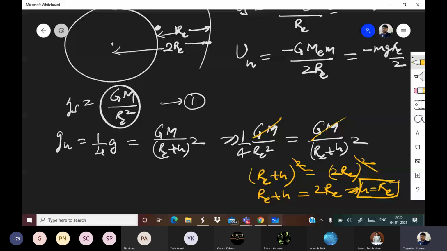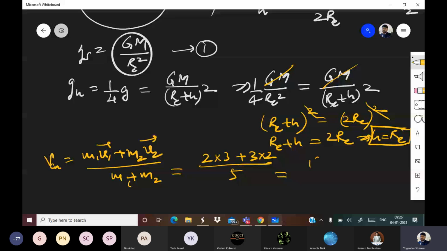This is the question. They both are moving along the x-axis. So that means 2 into 3 plus 3 into 2 upon the total mass, m1 plus m2, which is 5. So that becomes 6 plus 6, 12 upon 5, and this is 2.4 meters per second. That is the answer. If they had been moving in opposite directions, then Vcm would have been 0. But in this case, the answer is 2.4 meters per second.